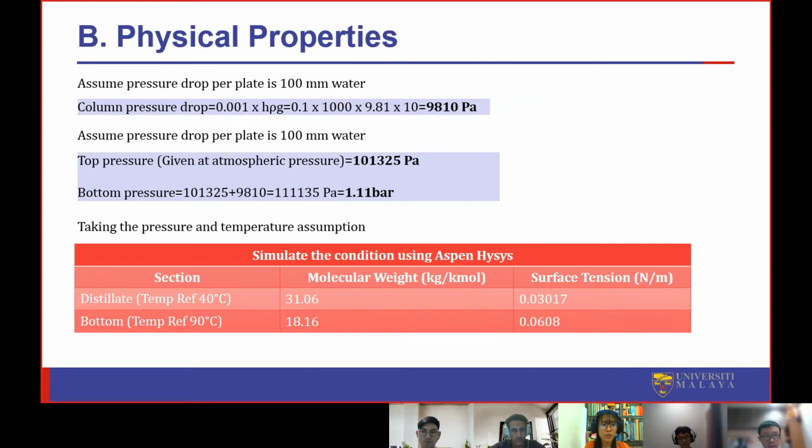The second part is the physical properties, in which we will calculate the pressure drop by assuming the pressure drop per plate is 100 millimeter of water and taking a reference of atmospheric pressure. And for the molecular weight and the surface tension, we need to simulate the conditions at the top and bottom.